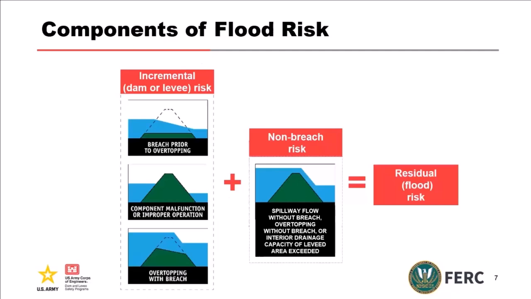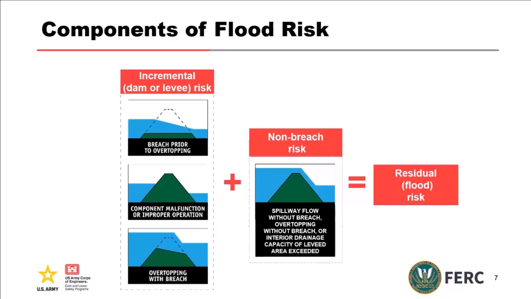Non-breach risk is spillway flow through a dam without breach, overtopping of a levee or dam without breach, or interior drainage capacity of the levee area exceeded. So this is the risk associated with the structure operating how we've designed it. A major flood occurs, it's passing the flood, and so there's still risk associated with it, but it's still performing how we've designed it. So the sum of these two things is what we call residual or flood risk. This is the risk that the people who live downstream care about; it's the only risk they care about. This right here is what we regulate to. So this is what we're trying to reduce. We can't do much here. This is actually what we've designed the structures to do. But this is what we're trying to wrap our heads around so we can reduce the risk to the people downstream as much as we can.